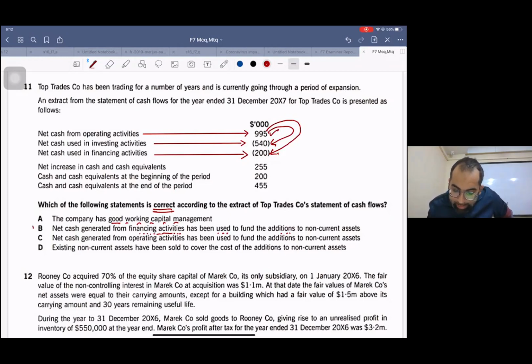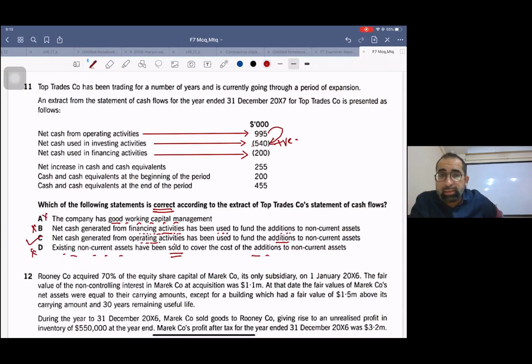Now see, net cash generated from operating activities. Yes, you have generated cash from operating activities. Net cash generated from operating activities has been used to fund the additions, yes, this is totally possible. This 995 is used here. This is a clear possibility, obviously correct. Now, existing non-current assets have been sold to cover the, no. If you have sold existing non-current assets, you get cash receipts, so this must be positive. But here your investing activities are negative. So D is also incorrect. So the obvious answer is C. The most appropriate answer is C. This is a good question.